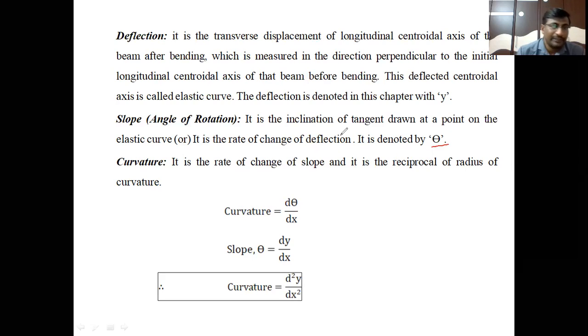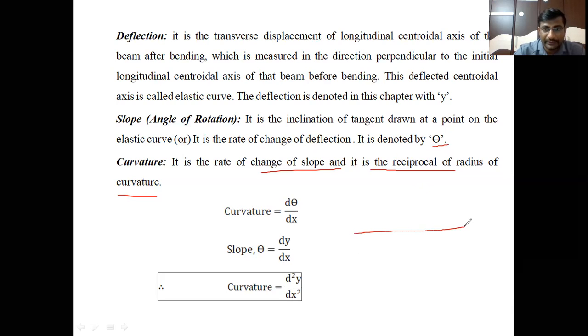So curvature, what is meant by curvature? Curvature means it is the rate of change of slope, and it is the reciprocal of the radius of curvature. What is the radius of curvature?